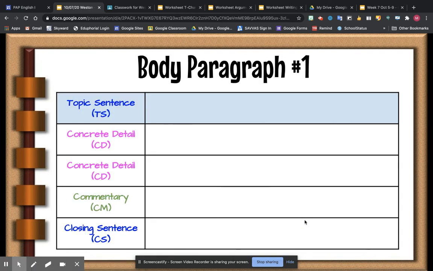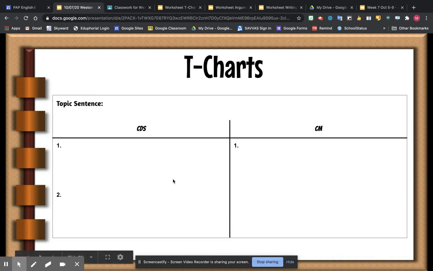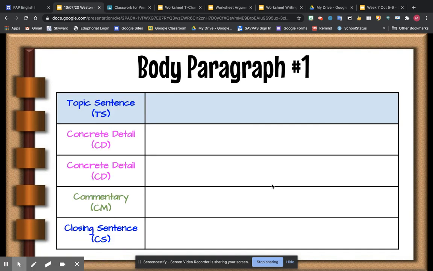So you're going to do the T-chart for the school. Again, what is your first reason? Write your topic sentence, and then what would your 2 concrete detail sentences look like? And then how would you explain them with your commentary? And then again, go back to your chart and record that.